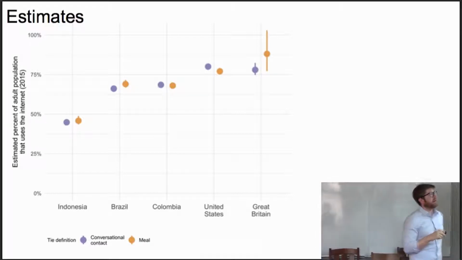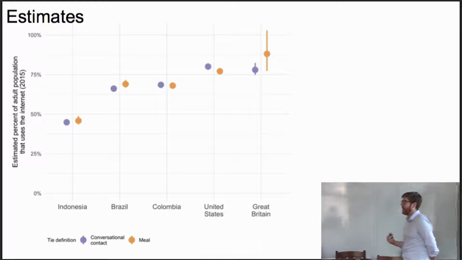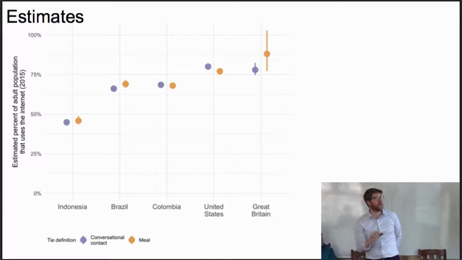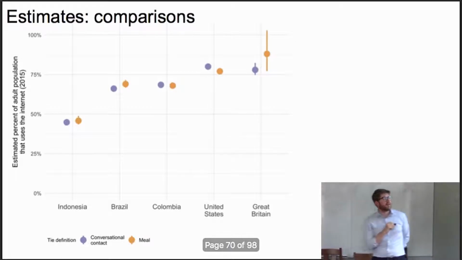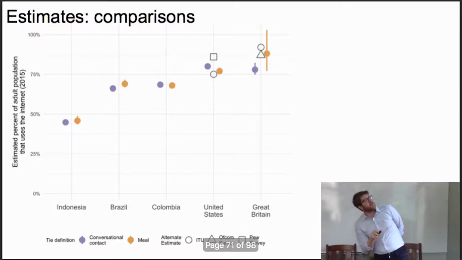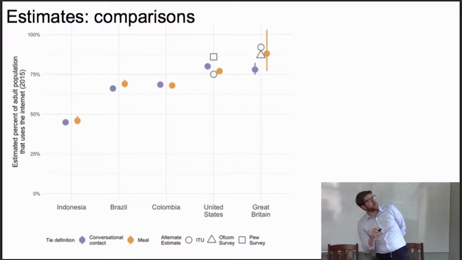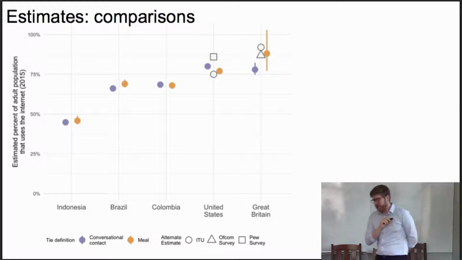We don't have gold standard estimates that we can compare against in all of these countries, but in the US and Great Britain we do have a few high quality estimates. And when we compare to these high quality estimates, we see that our estimates are pretty close, possibly a little bit lower depending on whether you prefer the conversational contact or the meal definition.